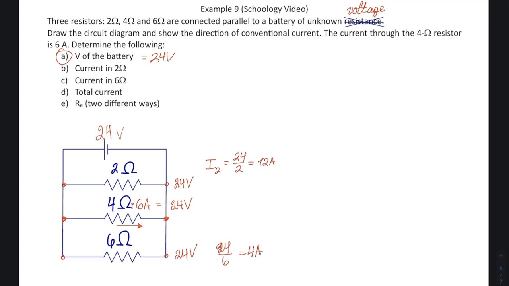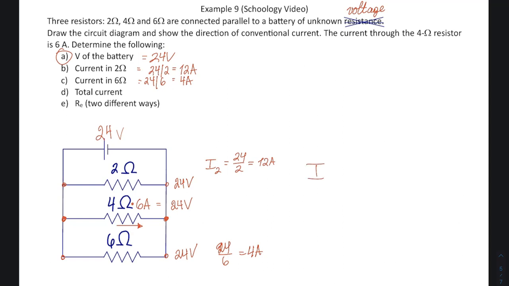So then this would be 24 over 2. That's going to be 12 amps. And then current in 6, 24 over 6. This is to benefit those who just copy the screen. Do not just copy the screen.